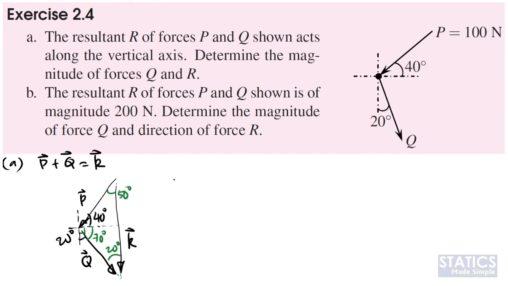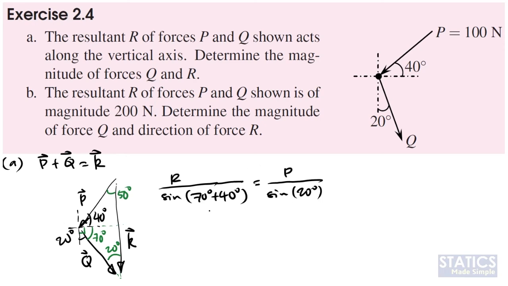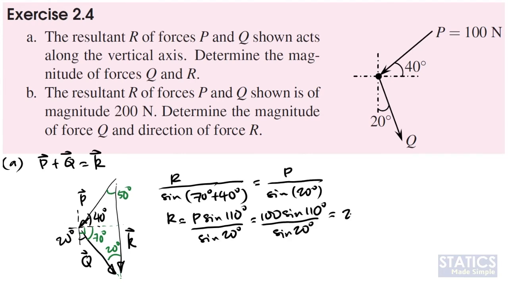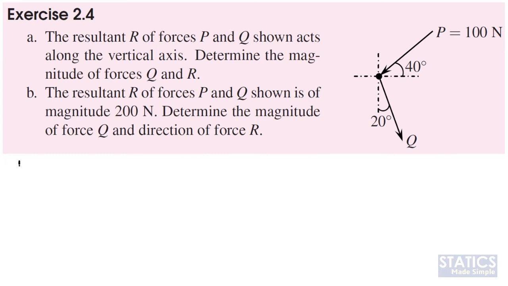Next, we can calculate force R using the same approach, again using sine rule. Magnitude of vector R divided by sine of angle opposing vector R, in this case equals to 70 plus 40 degrees, will be equals to magnitude of force P divided by sine of angle opposing vector P, in this case 20 degrees. By substituting value of P and rearranging, we can get magnitude of vector R equals to 274.75 Newton. Next, we will solve question B.